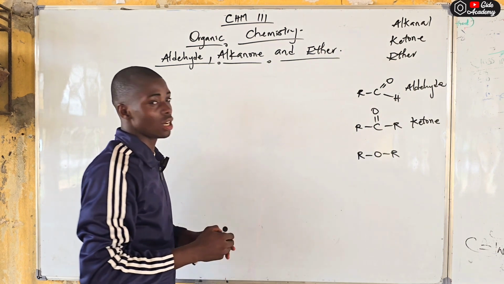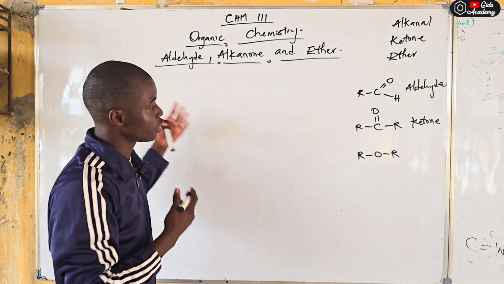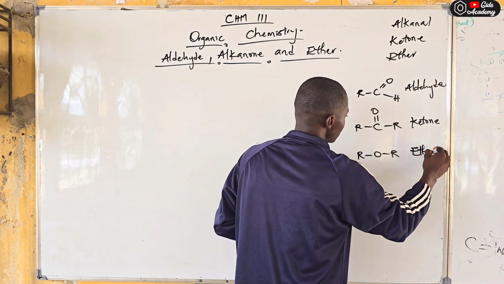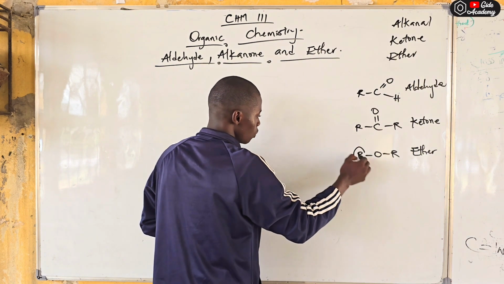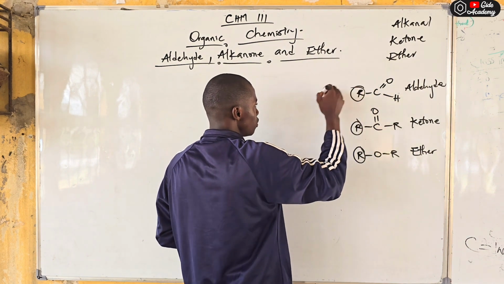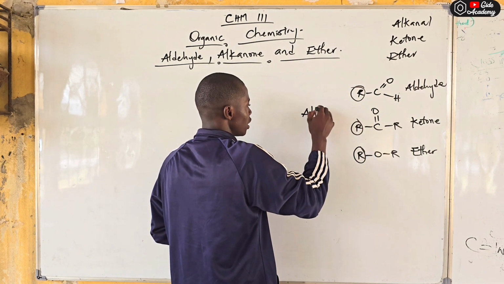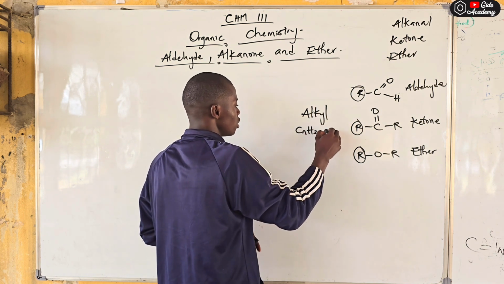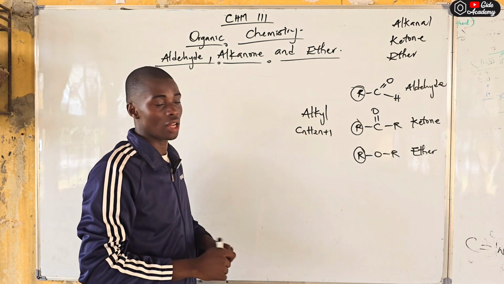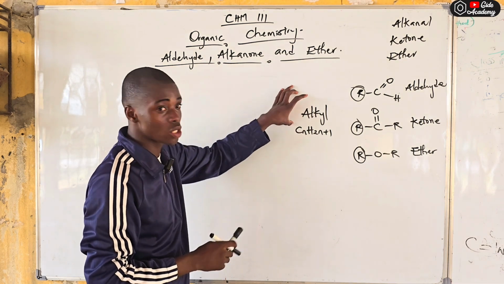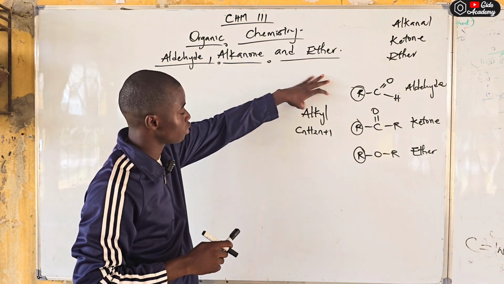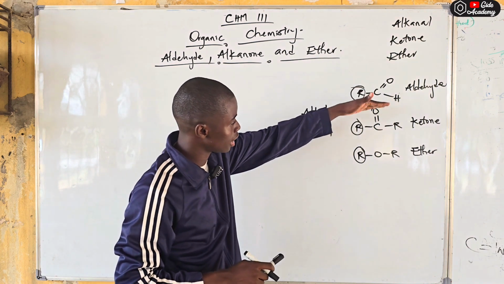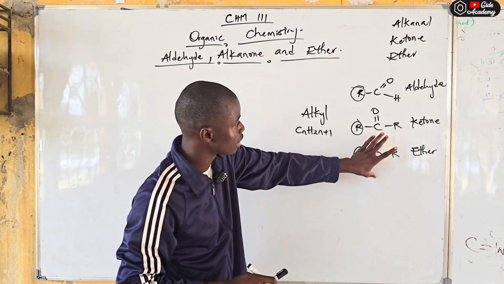R. Now, in our previous episode, I said the R here simply means, wherever you see R in organic chemistry, it simply means alkyl with a general formula of CnH2n+1. So this is an alkyl. When an alkane loses one of its hydrogens, the compound that will be formed is called what? Alkyl. So this is an aldehyde, this is a ketone, and this is ether.